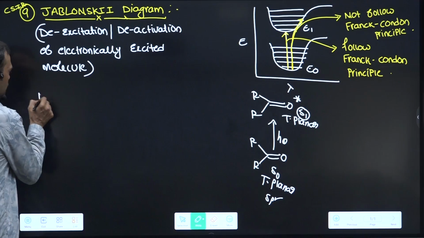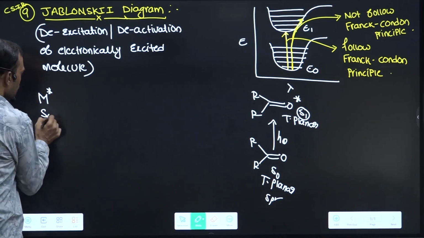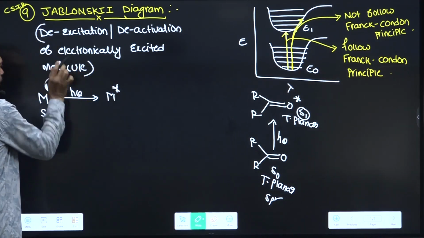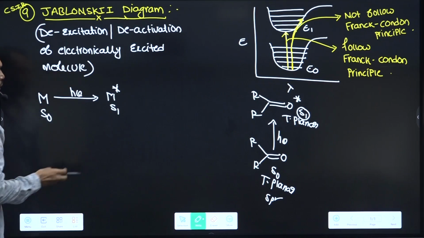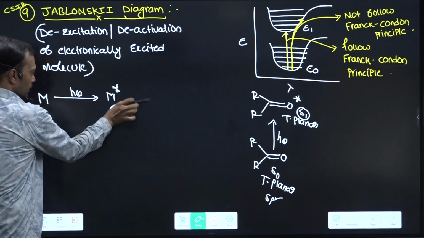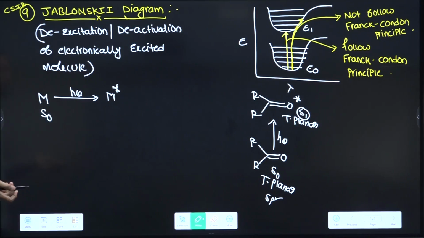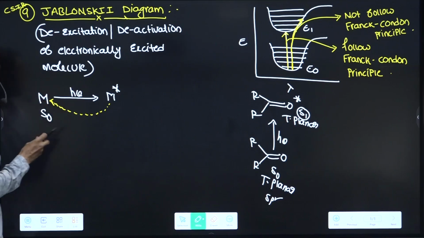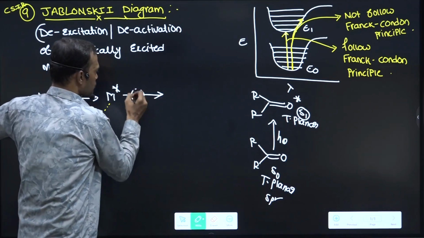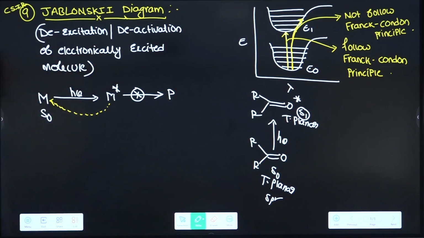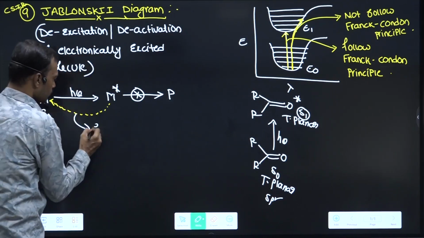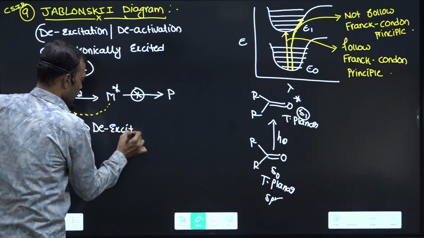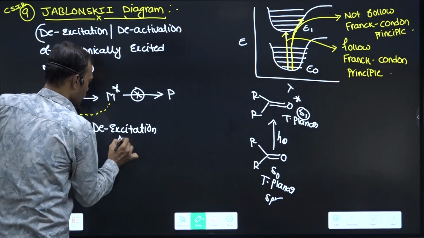Okay, so here see, this is the ground state, S0 state. It is taking light energy and it is excited. That is the S1 state. Or any excited state you can take, because even triplet is also possible. Now it is coming back to the ground state. Now it is not giving any product. This is called de-excitation. So this line indicates de-excitation, or deactivation.